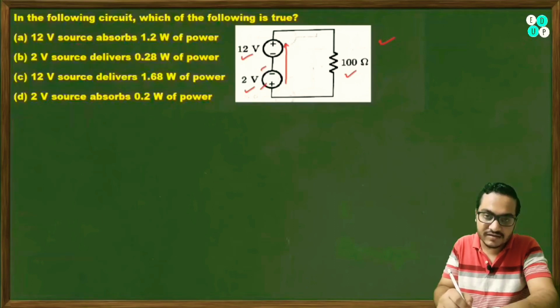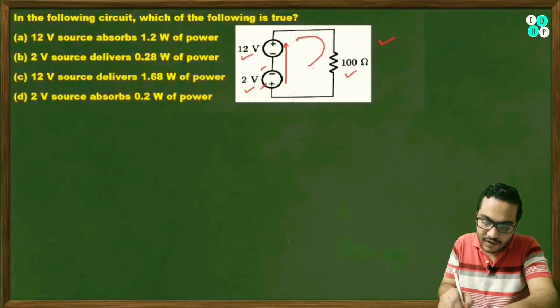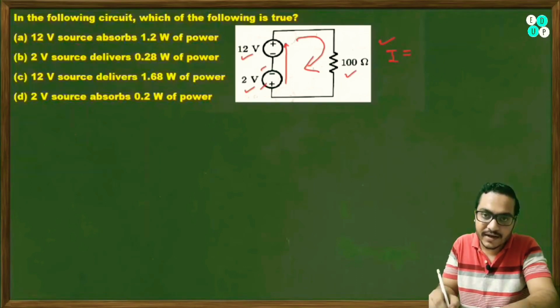As the total voltage is +10, and this is the positive voltage source, the current will be flowing like this. Now let's calculate the current I equal to the total voltage divided by the total resistance. This is Ohm's law, which is very obvious. So this is 10 divided by 100, equal to 0.1 ampere.